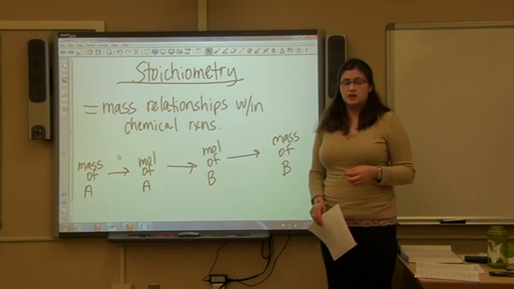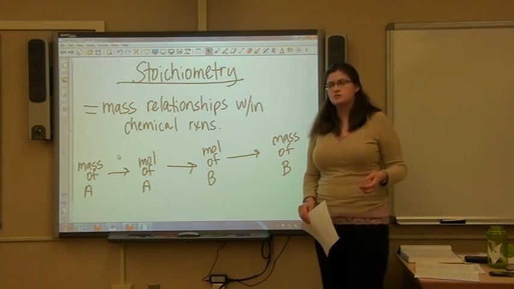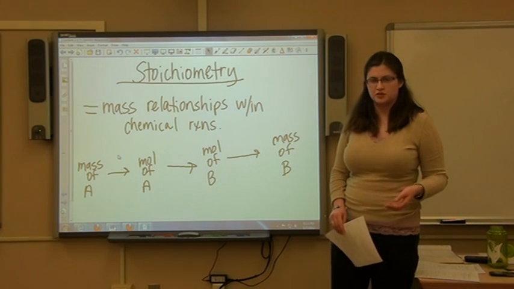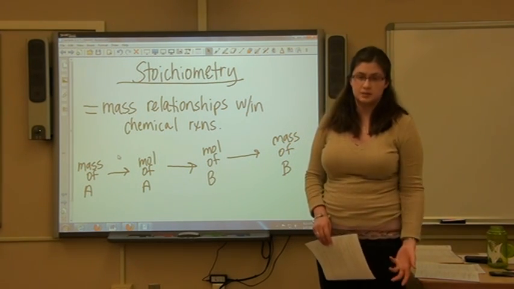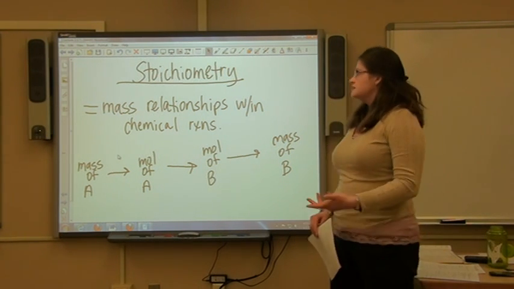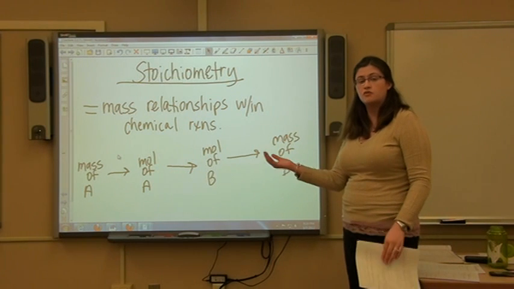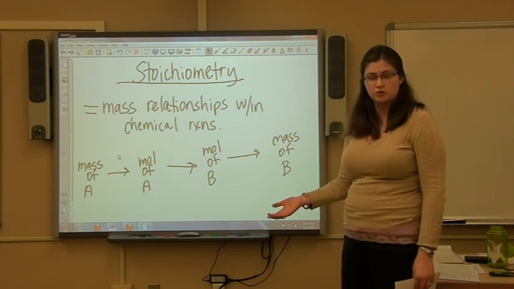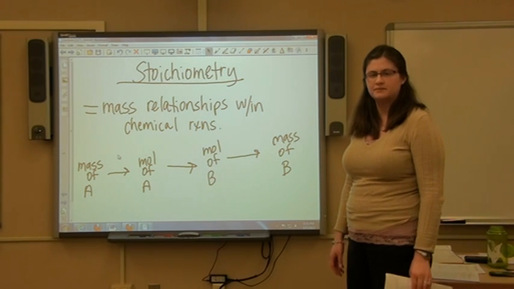Okay, so the last thing we have to talk about in today's lecture is stoichiometry. Stoichiometry is a very imposing term that has to do with mass relationships and your balanced chemical equations. So, in other words, in stoichiometry, you can go from the mass of one of your reactants or products to the mass of a different reactant or product.